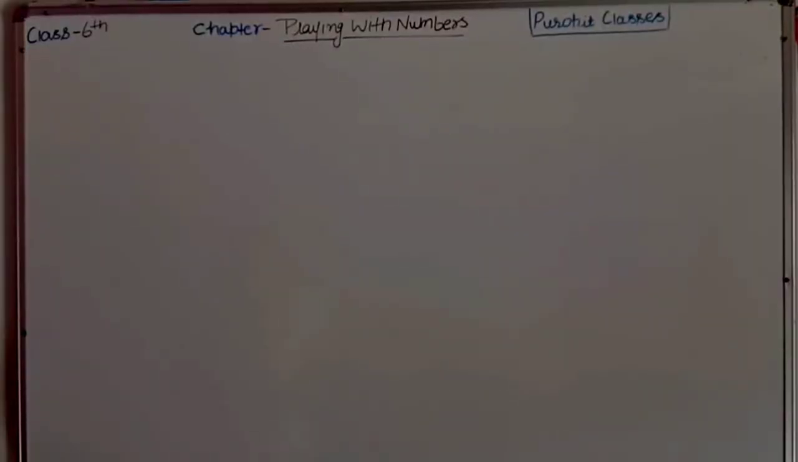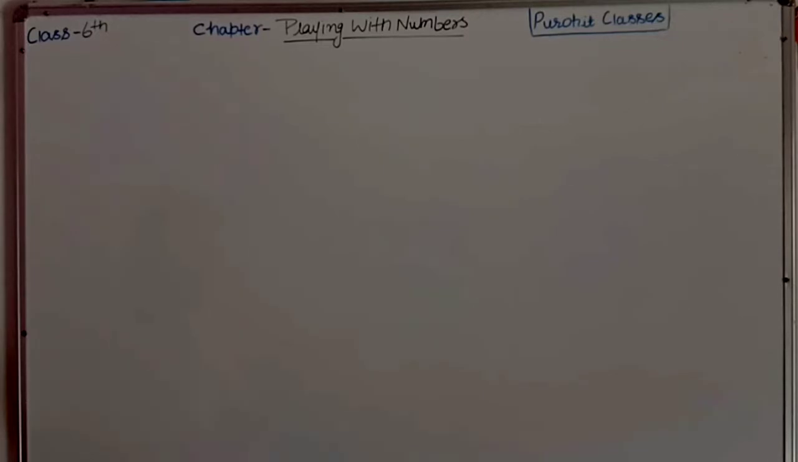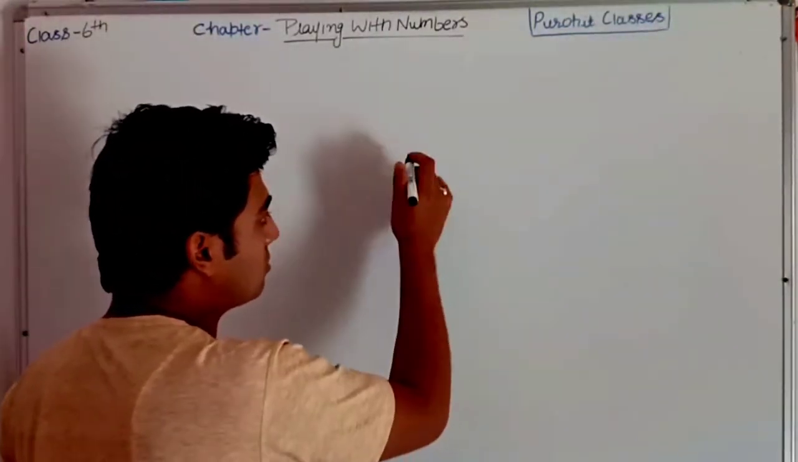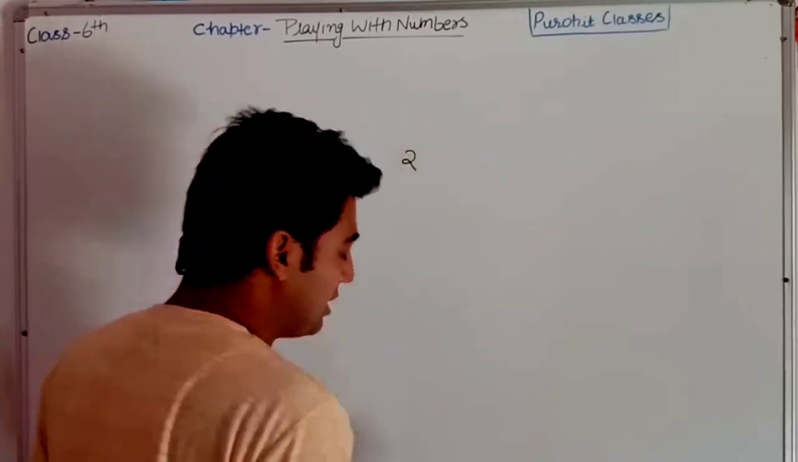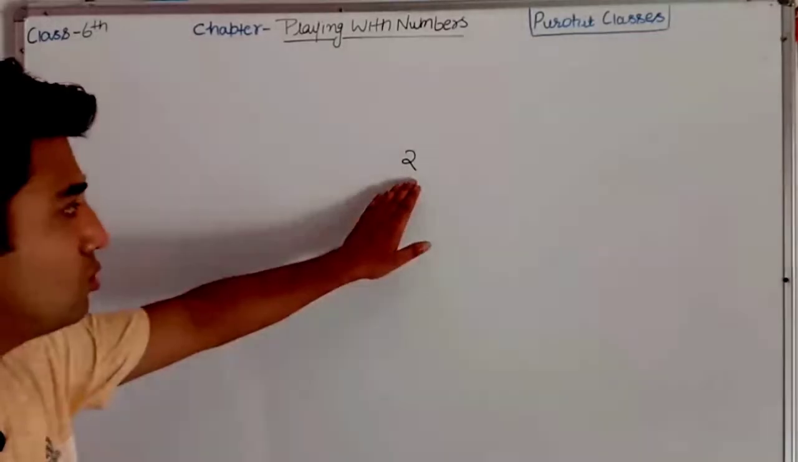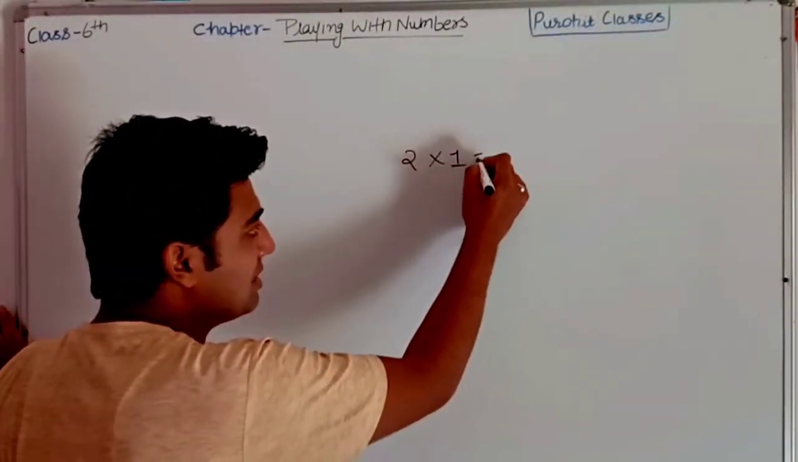Now pay attention. The next thing which we have to understand is the multiple of a number. Let us try to understand with the help of an example. Suppose I have to find out the multiples of 2. As is clear from the name, multiples means numbers obtained by multiplying 2 with any number. Suppose I am multiplying 2 by 1, what am I getting? That is 2.